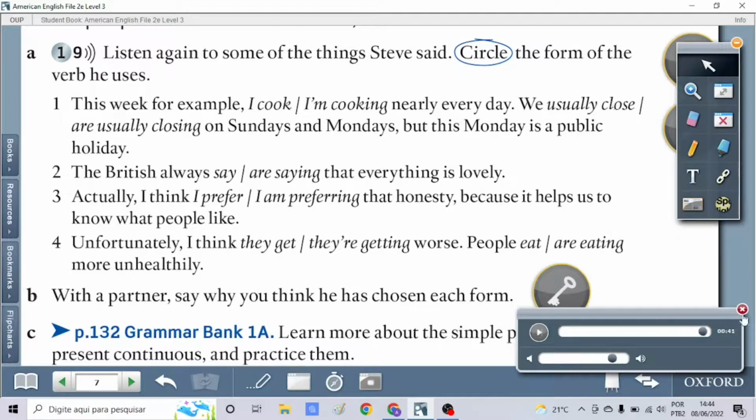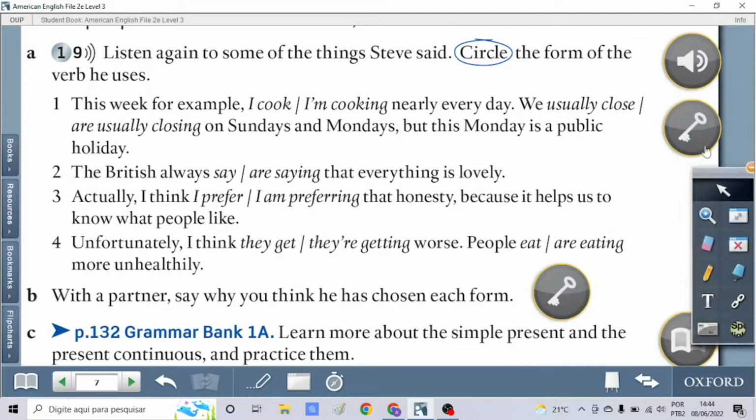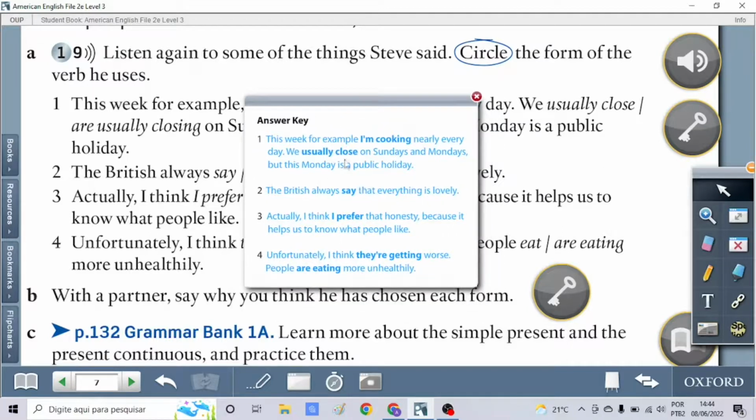Okay, so now listen again if necessary. If not, let's check your answers. In number 1, he says, this week, for example, I'm cooking nearly every day. We usually close on Sundays and Mondays, but this Monday is a public holiday.